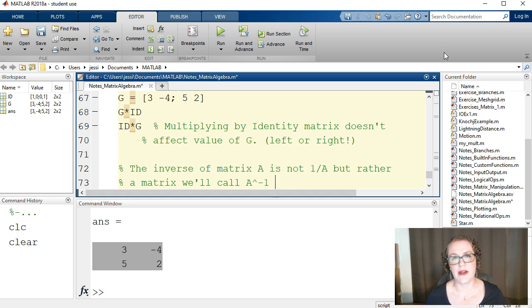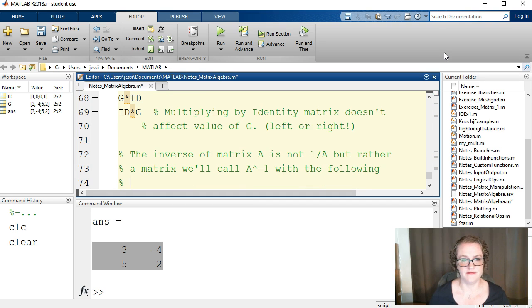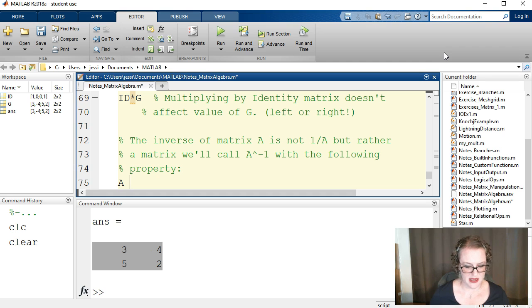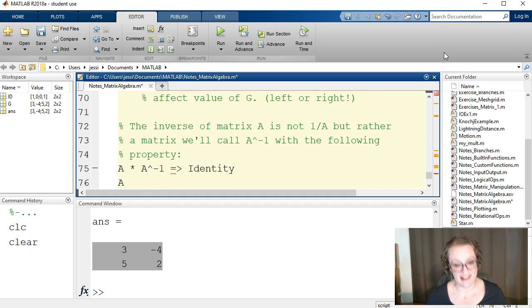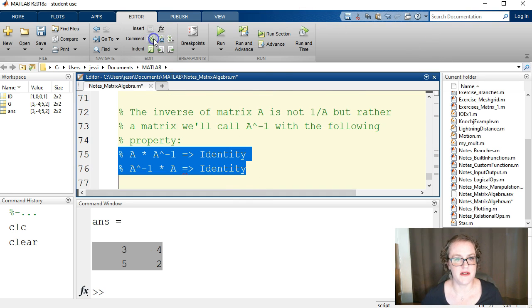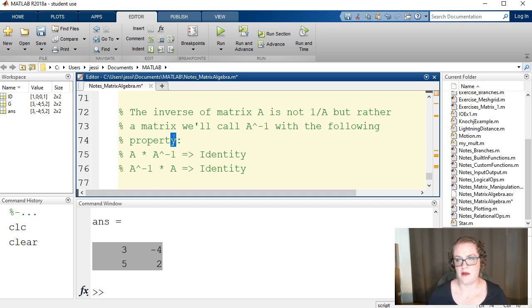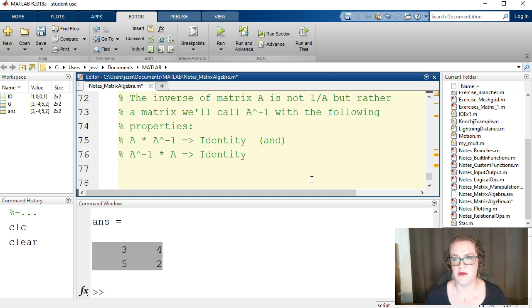A to the -1 power. That's our name for the inverse, with the following property. When you multiply A times A to the -1, you should get the identity matrix. And when you multiply on the left times A, you should get the identity matrix. These are not MATLAB code, so let's comment that out. So maybe properties is better. It has to work in both directions.